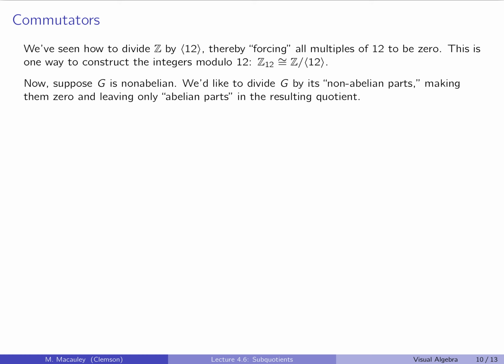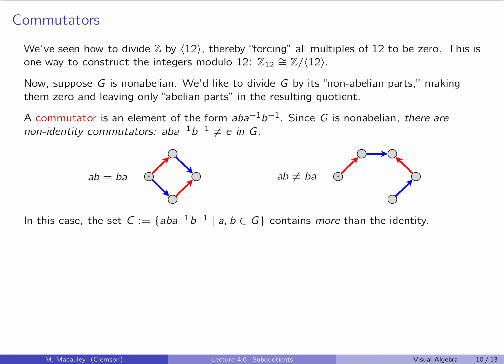Now, suppose G is non-abelian. We'd like to divide G by its non-abelian parts, making them 0, and leaving only abelian parts in the resulting quotient. So here we want to force multiples of 12 to be 0, and here we want to force anything non-abelian in the group to be 0. A commutator is an element of the form a, b, a inverse, b inverse, and since G is non-abelian, there are non-identity commutators. In other words, there are products of the form a, b, a inverse, b inverse that are not equal to the identity.